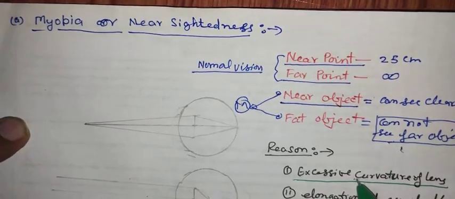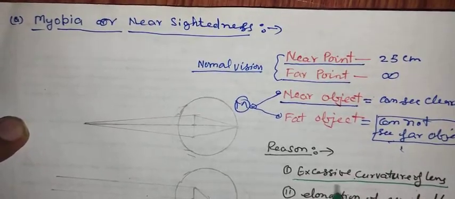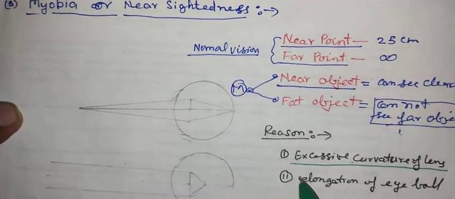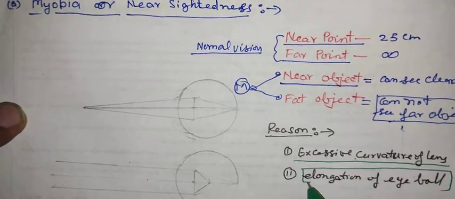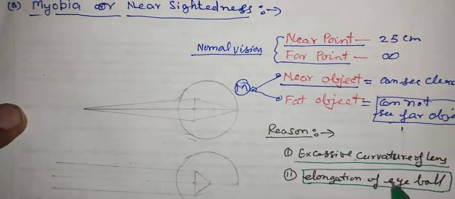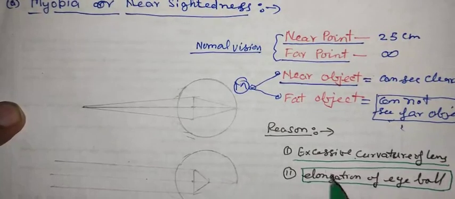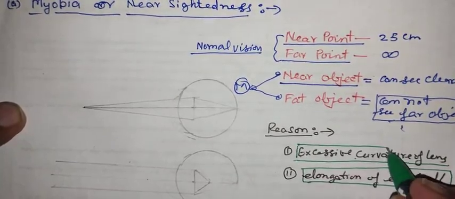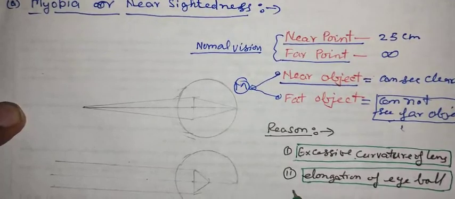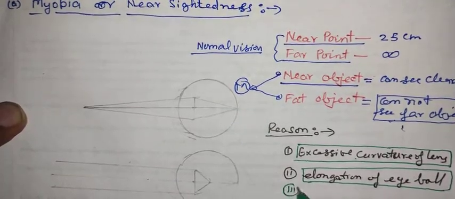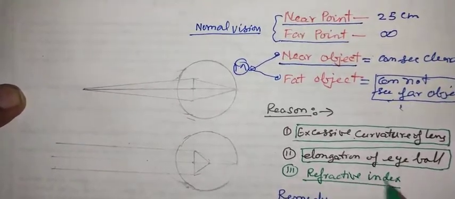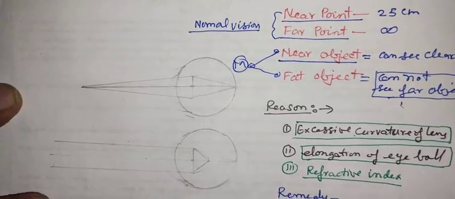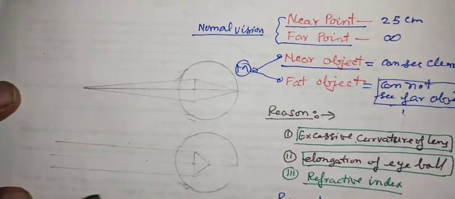Excessive increase in the radius of curvature of the eye lens. It is due to elongation of the eyeball. Since we know the eye is considered as an eyeball, its size increases. As the effect of that, the radii of curvature and the refractive index change. So these are the main reasons behind it.